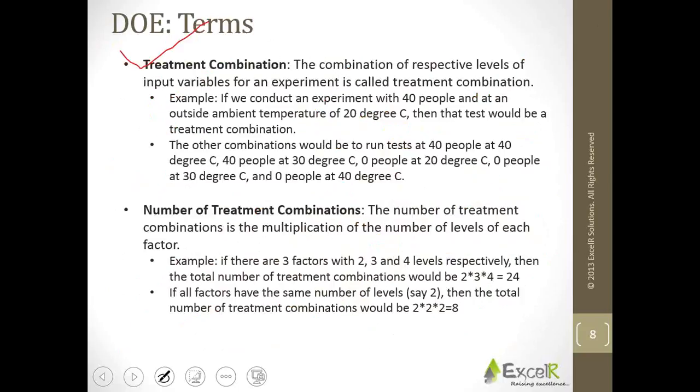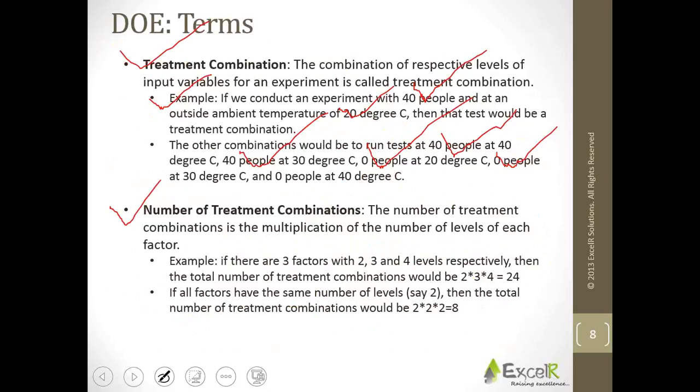Then treatment combination. Treatment combination means the combination of respective levels of input variables for an experiment. For example, look at this. If we conduct an experiment with 40 people at 20 degrees, then that test would be a treatment combination. I'm combining two things, right? The other combinations could be 40 people at 40 degrees, 40 people at 30, 0 people at 20. So I look into all the permutations and combinations basically. Right? That is treatment combination.